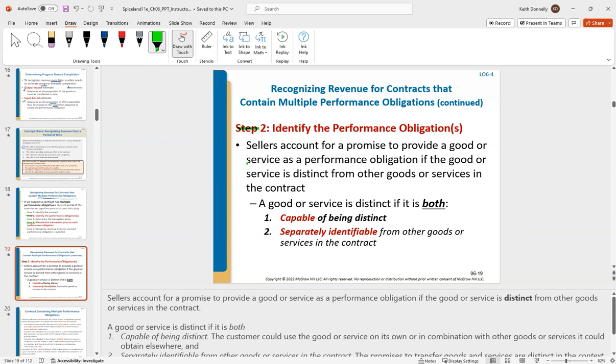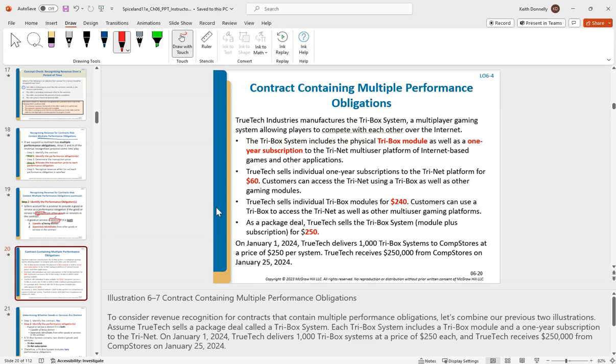Starting with step 2, sellers account for promises to provide a good or service as a performance obligation if the good or service is distinct from other goods or services in the contract. If it's distinct, you can account for it separately. What does distinct mean? Well, it's capable of being distinct and it's separately identifiable. Let's look at an example here to show us. When we talked about the car and the GPS, those are distinct.